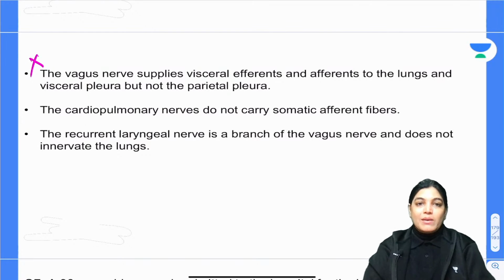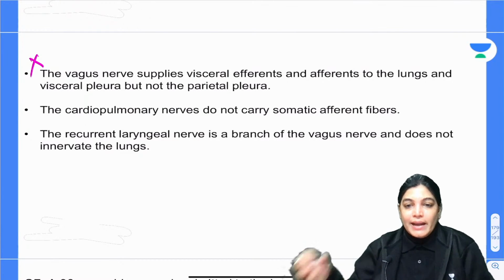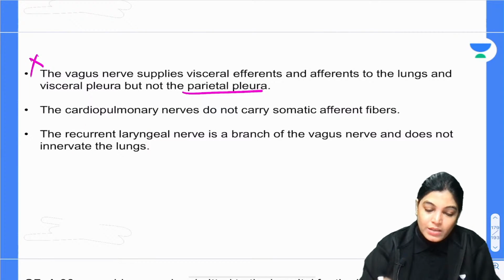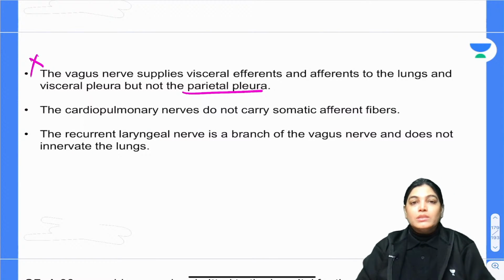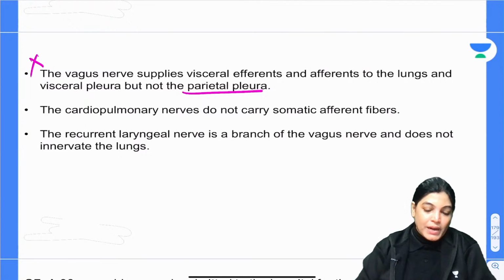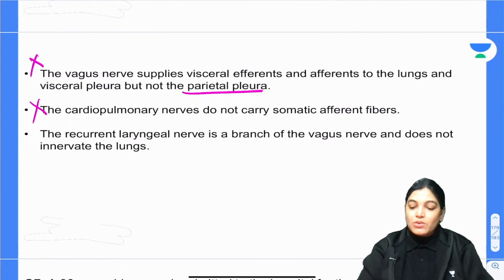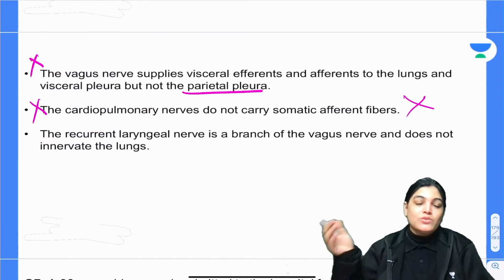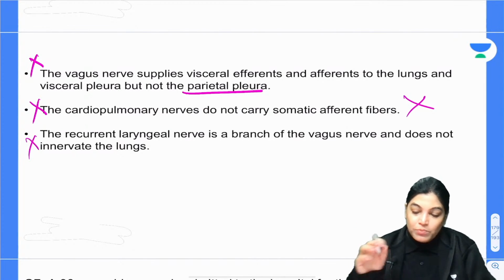Because vagus nerve is supplying visceral efferent and afferent fibers to the lungs and the visceral pleura, and not to the parietal pleura. Okay, we know that the vagus nerve, which is ascending towards the posterior part of the hilum of the lung, is not giving any innervation to parietal pleura. Cardiopulmonary nerves are not carrying any kind of somatic fibers. Recurrent laryngeal nerve is not lying in relation with the pleura or innervation.